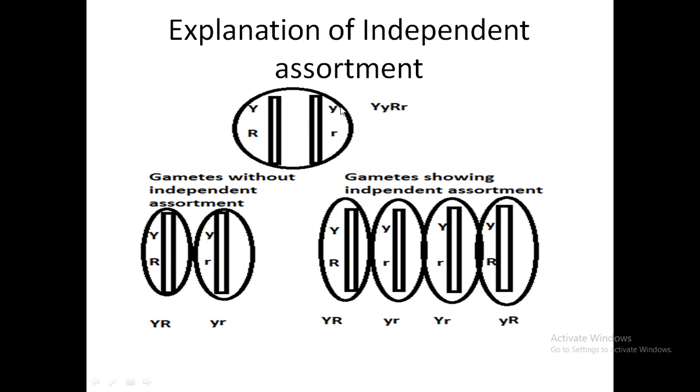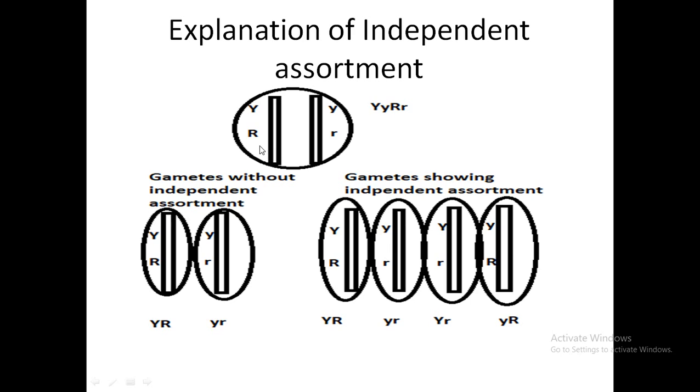Out of this allele pair, only one allele goes to this gamete, the other allele goes to the other gamete. So here you can see that both the dominant alleles are located on this chromosome and both the recessive alleles are located on this chromosome. These two are homologous chromosomes on which alleles are present. When these homologous chromosomes separate during gamete formation, the alleles located on them also separate.